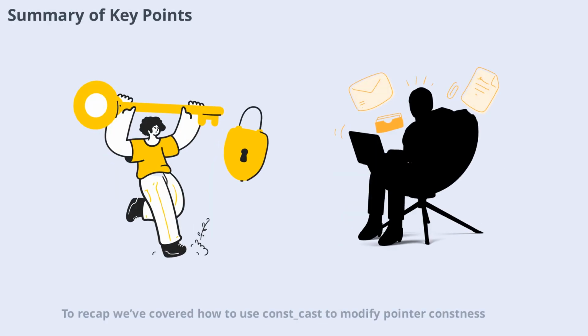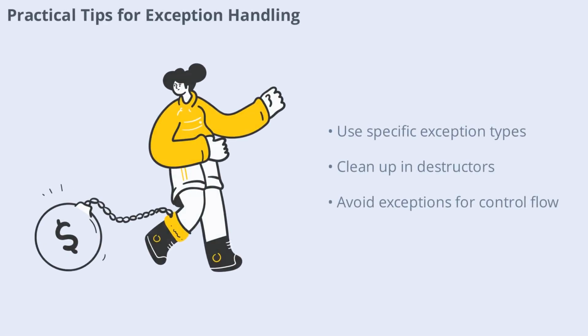To recap, we've covered how to use const_cast to modify pointer constness, the basics of exception handling in C++, standard and user-defined exceptions, and best practices for writing robust code. Understanding these concepts will help you write safer, more maintainable C++ programs. Here are some practical tips.